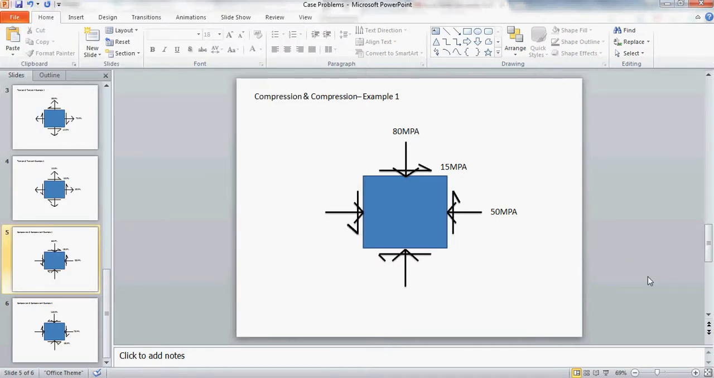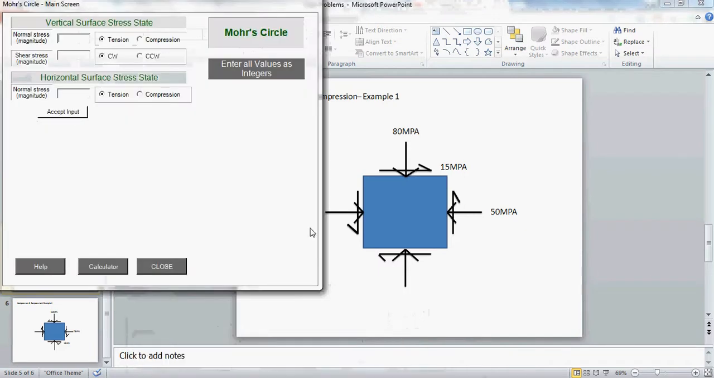Hello, welcome to another Mohr circle example, this time compression and compression. Looking here, both of these on the vertical and the horizontal are compression. That means both of them will be negative. So on the vertical here we have 50.